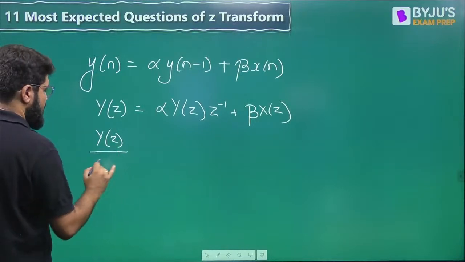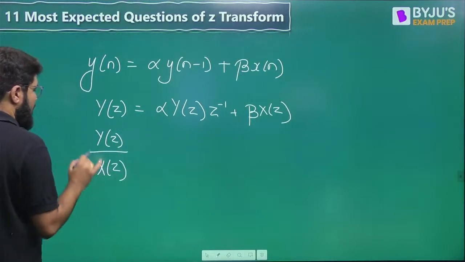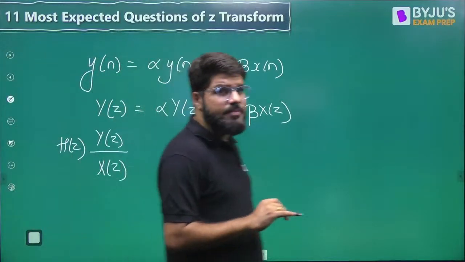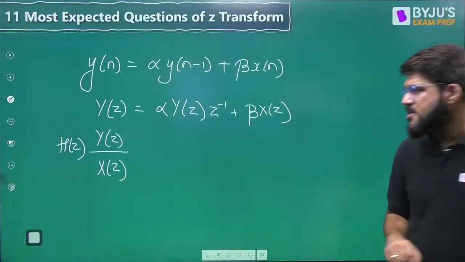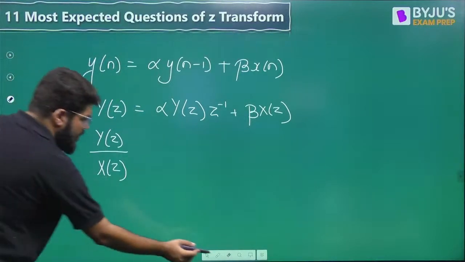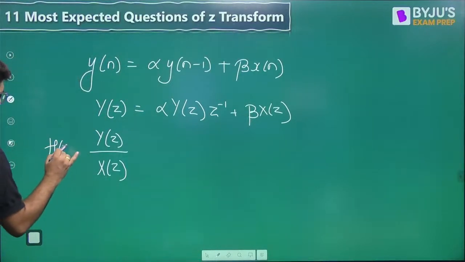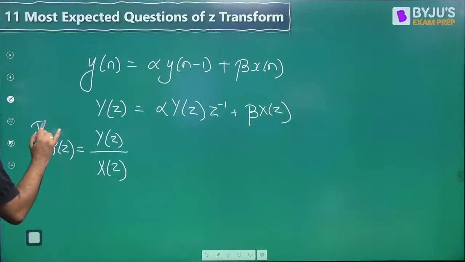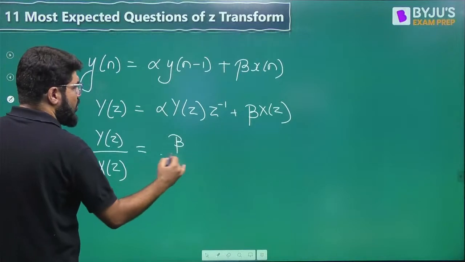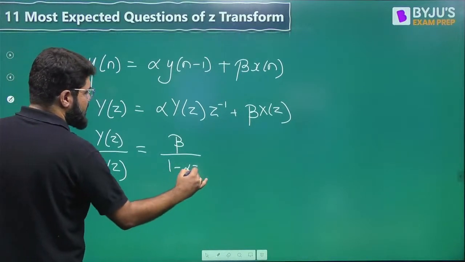Then further dividing by X(z), and we all know the ratio of the output z transform to the input z transform for a system is known as the transfer function of the system. So here I define the transfer function, suppose H(z) is Y(z) upon X(z), so that is going to be beta on the right hand side divided by 1 minus alpha z inverse.